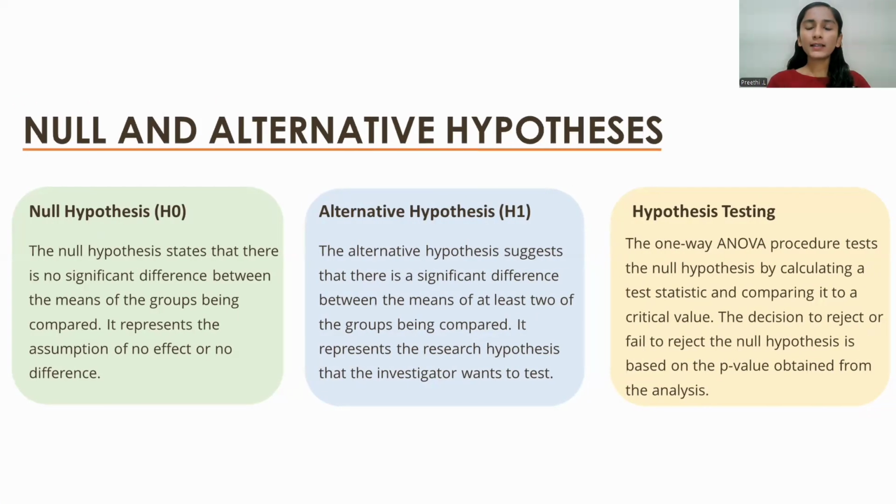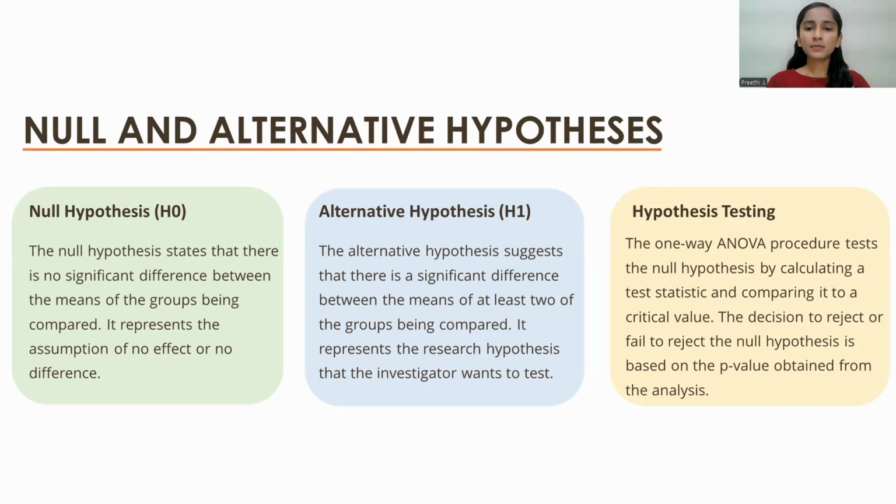Now let's see null and alternative hypothesis. Null hypothesis, it is denoted by H naught. The null hypothesis states that there is no significant difference between the means of the groups being compared. It represents the assumption of no effect or no difference.